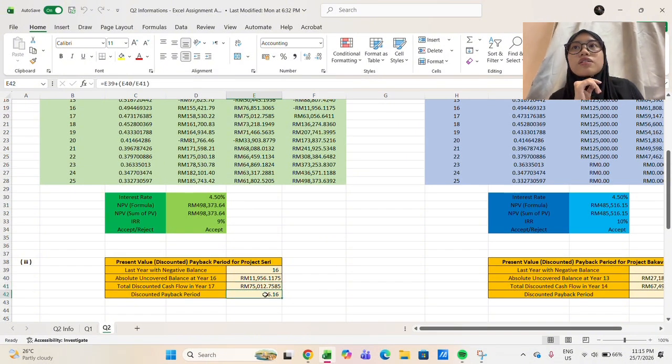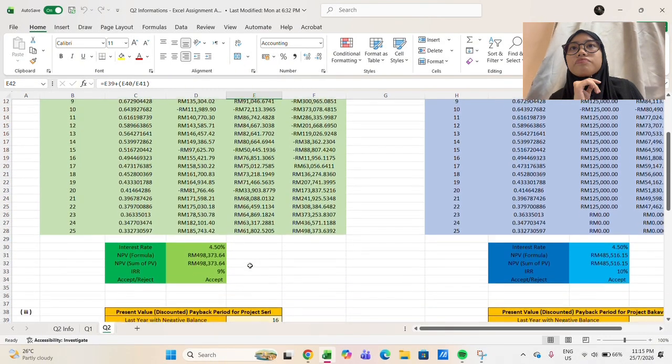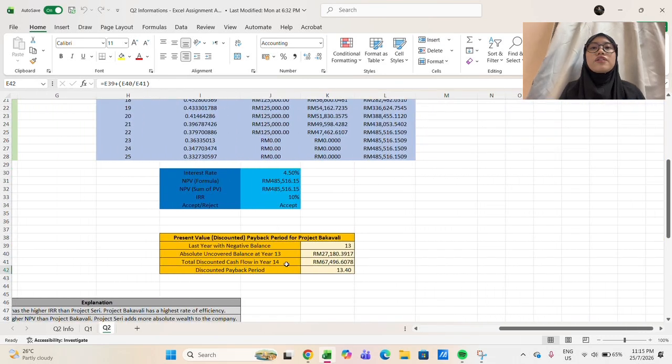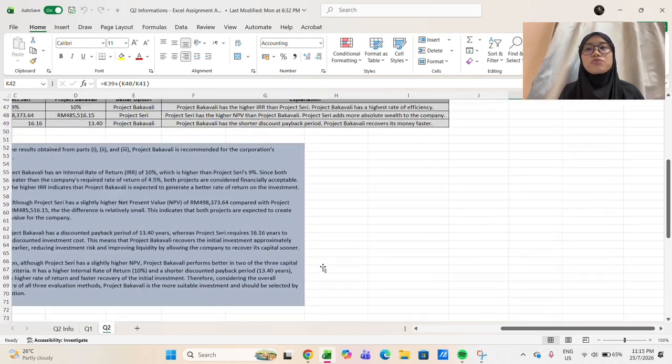So for our discounted payback period, I use this formula: I take the last year with negative balance, plus the absolute uncovered balance at year 16 divided by the total discounted cash flow in year 17, and then we get our discounted payback period for project Zairi. The same goes with project Bakavali, using the same formula, and the discounted payback period for project Bakavali is 13.40.